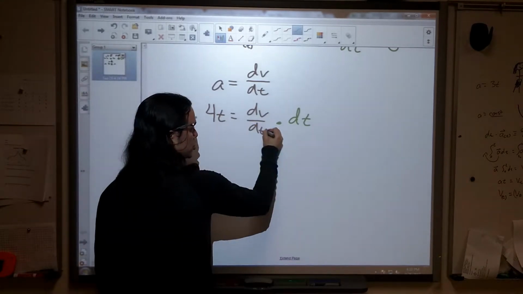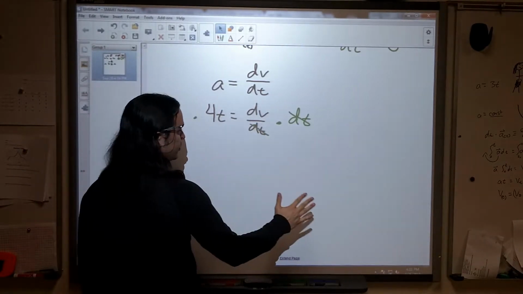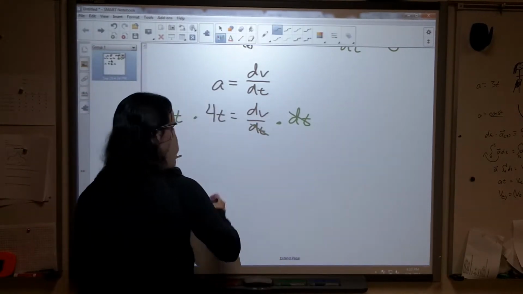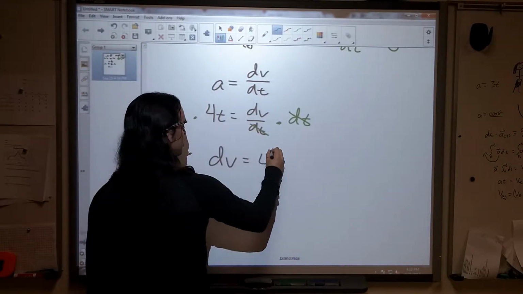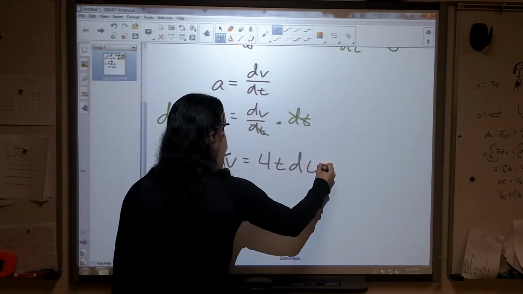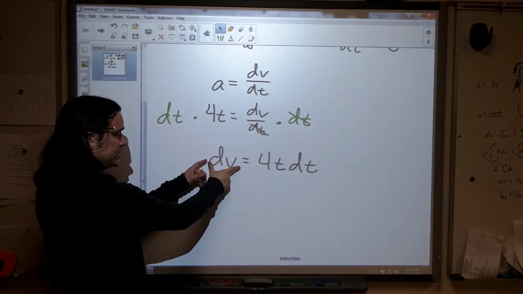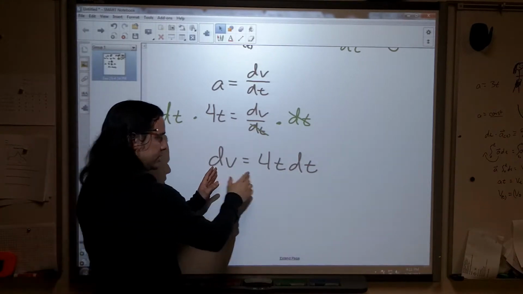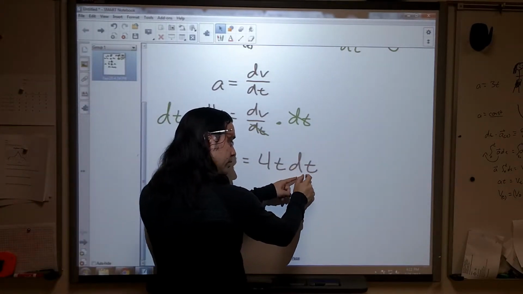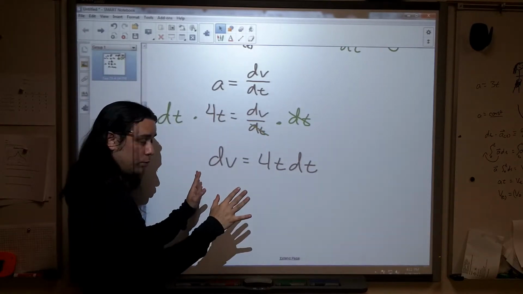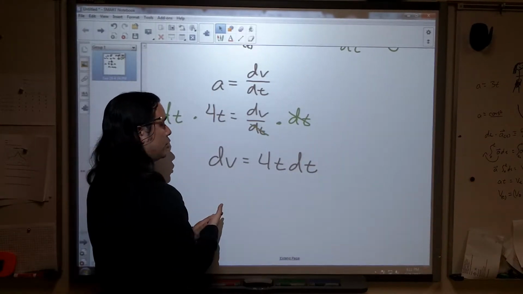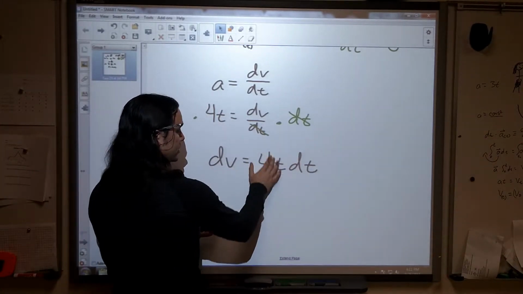We're doing separation of variables, possibly misspelled. Then we end up with dv equals 4t dt. Now remember, this is an infinitely small piece of our velocity over an infinitely small piece of time, is a good way of thinking about it, and that gives us our rate of change, which is our acceleration.